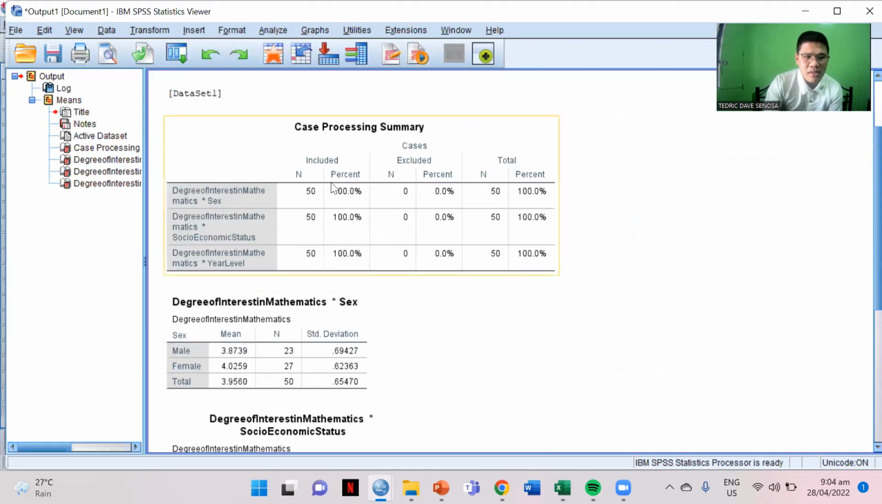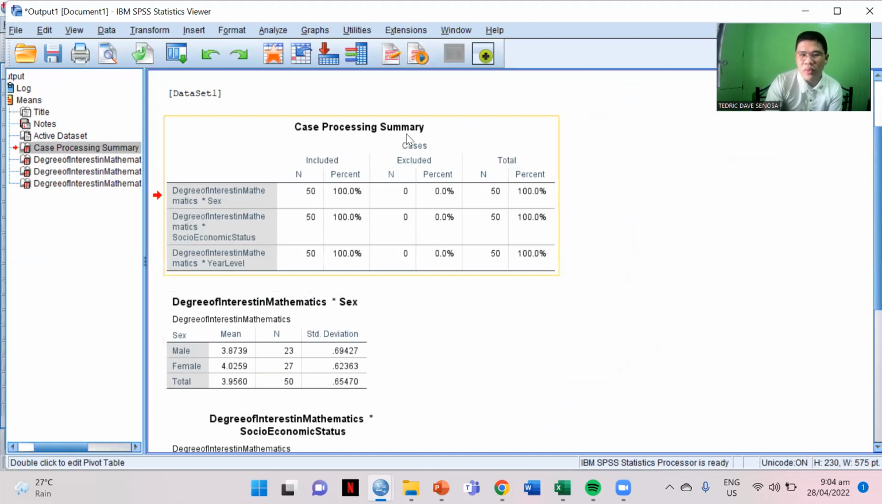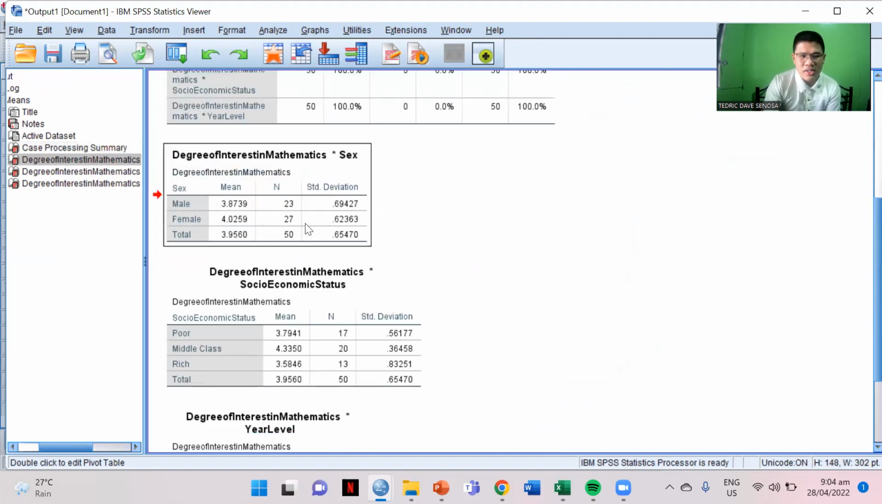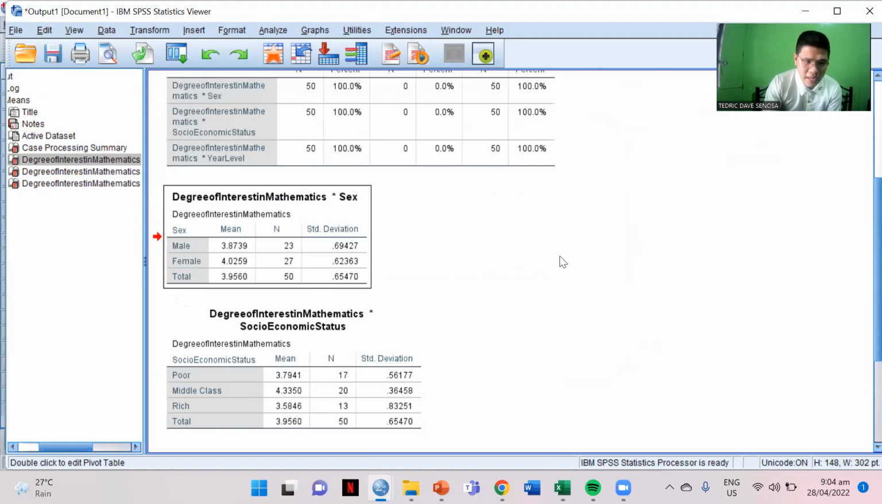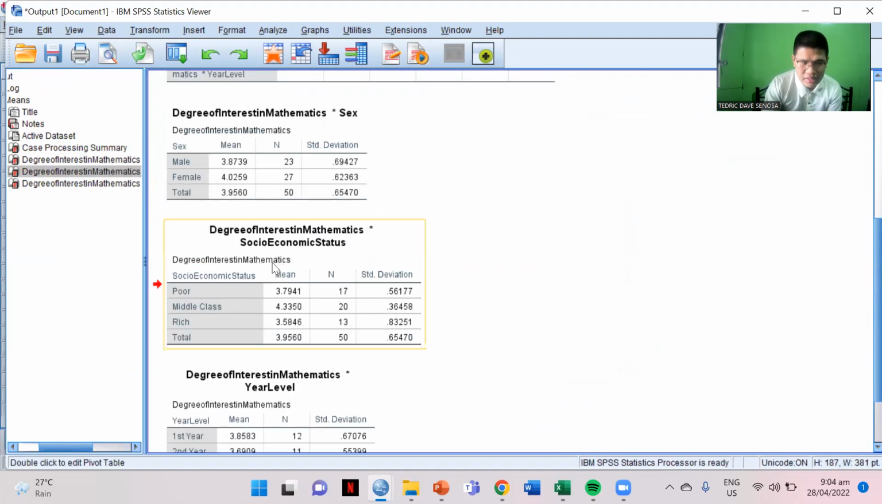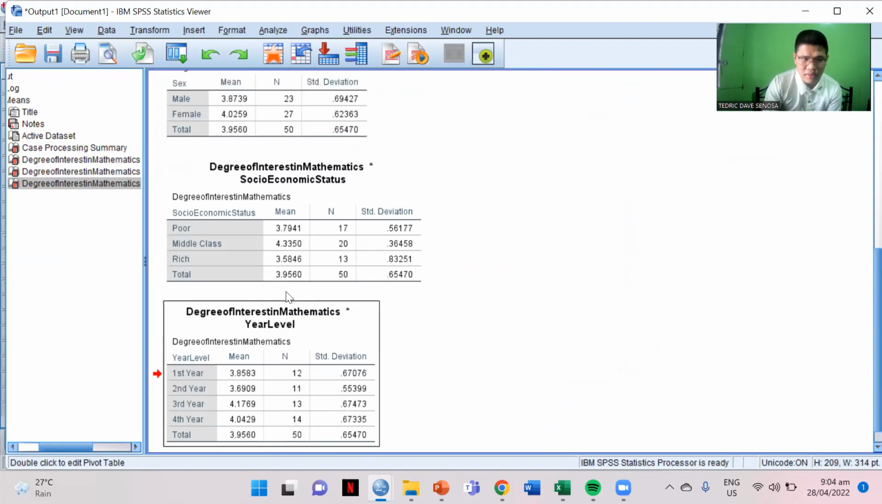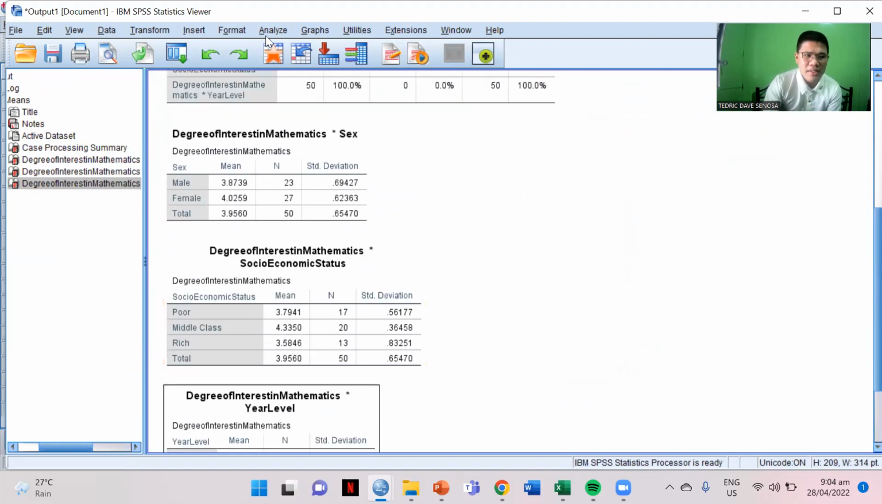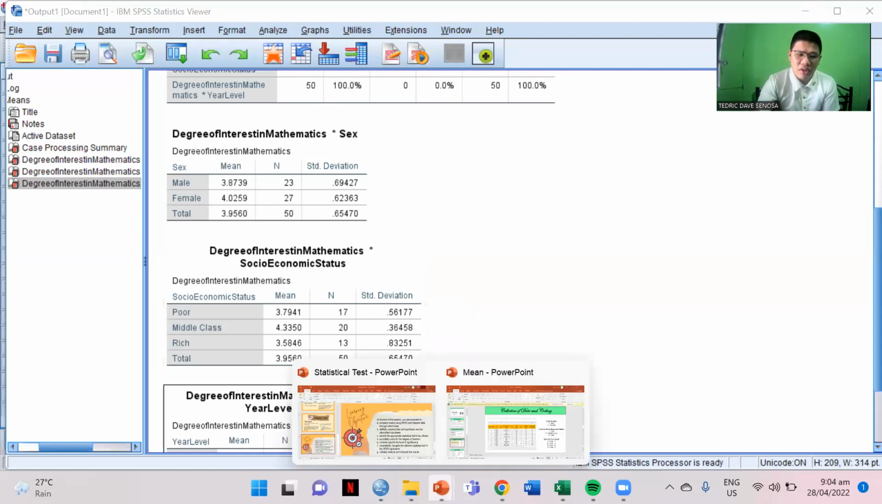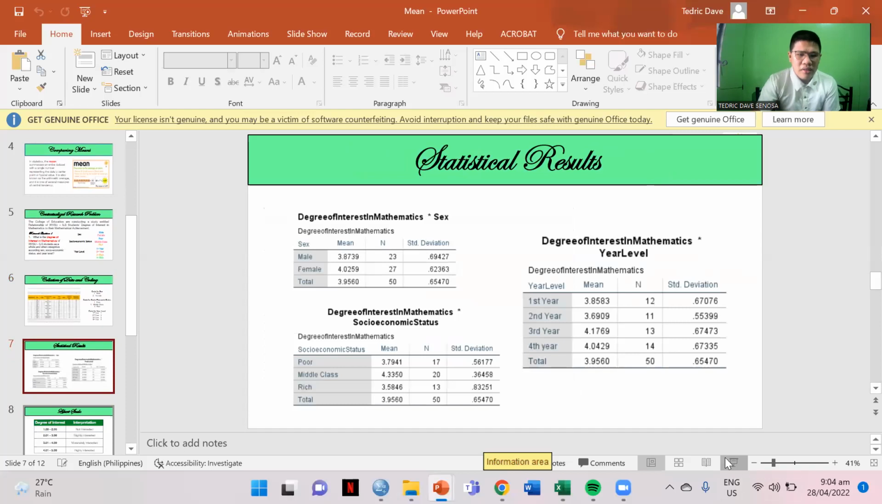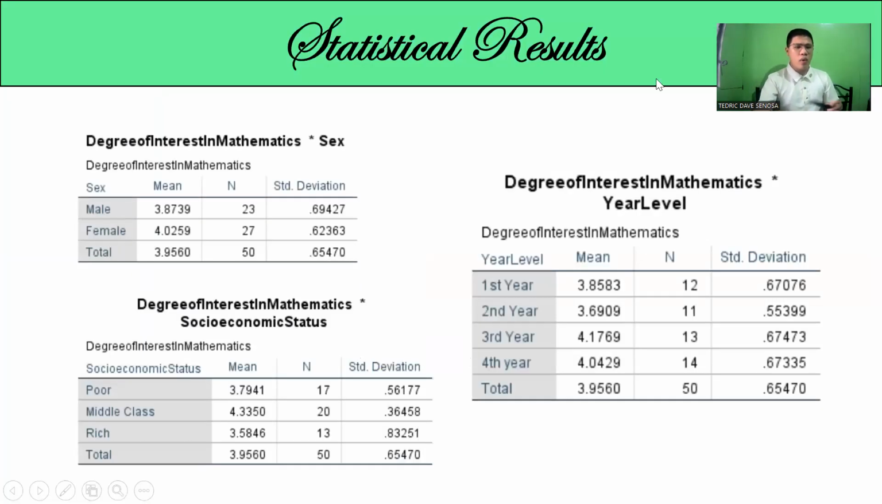So you have 3 tables. This is the case processing summary, which will just tell you if all your respondents are included. So in sex, all of them are included, in socioeconomic status and year level. And of course, this one is the result in terms of sex, in terms of socioeconomic status, and in terms of year level. Once you're done, you click analyze, compare means, and you click means. Now, actually we have the results here. Let's go back here. This is the result of the data a while ago.